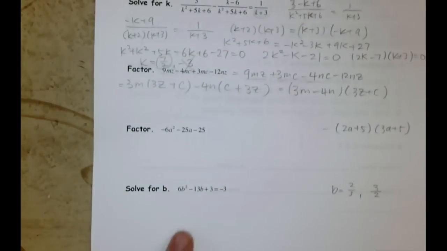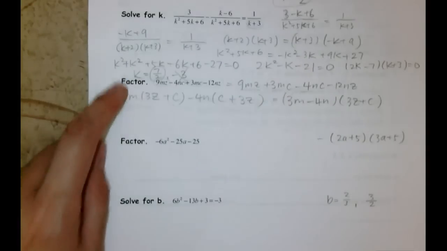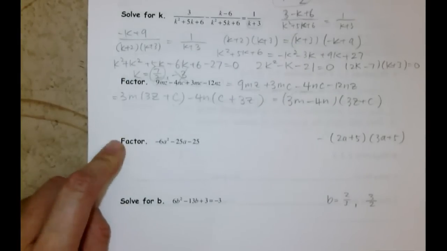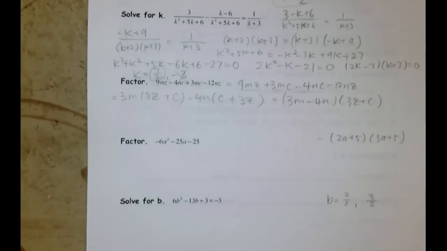Okay, this one, on the other hand, has a number on the other side. So you can move this to make this a 6 and equal 0. Then you can solve this for b. That's why it says solve for b. These are only asking for factor because you can't solve it, because you don't know what the other side of the equal is. Okay? All right.